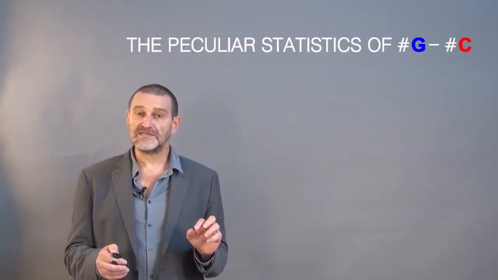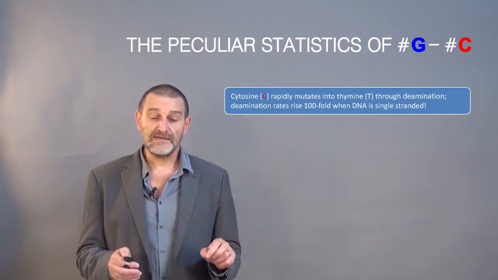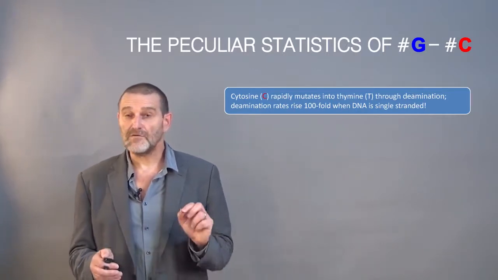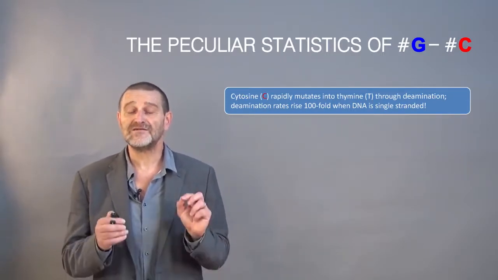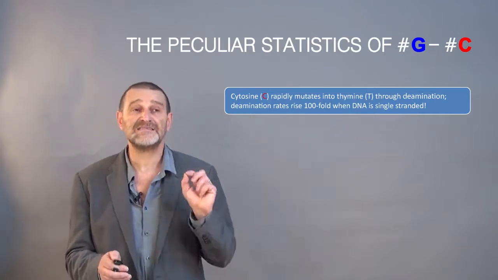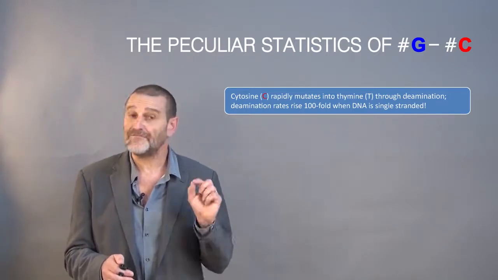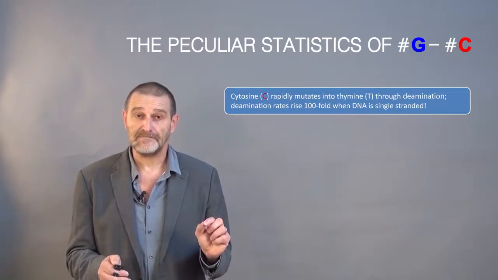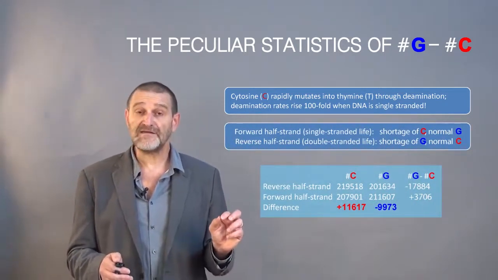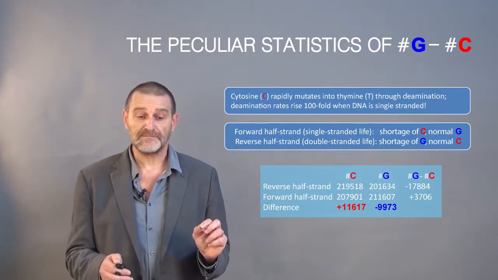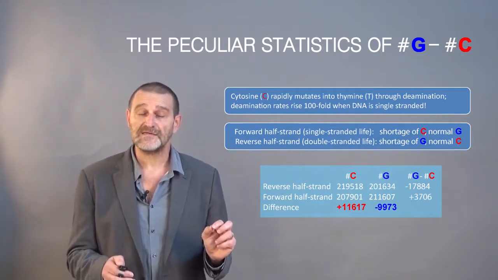It turned out that there is a peculiar statistics of mutation rates of nucleotides, and cytosine, C, rapidly mutates into T. What is quite amazing is that through this deamination process, the rate of mutation rises 100-fold when DNA is single-stranded, which means that the strands that live a single-stranded life very quickly get depleted of C. What does it mean for us as algorithm designers? Forward half strands that live a single-stranded life have a shortage of C and normal G. Reverse half strands that live a double-stranded life have a shortage of G and normal C.